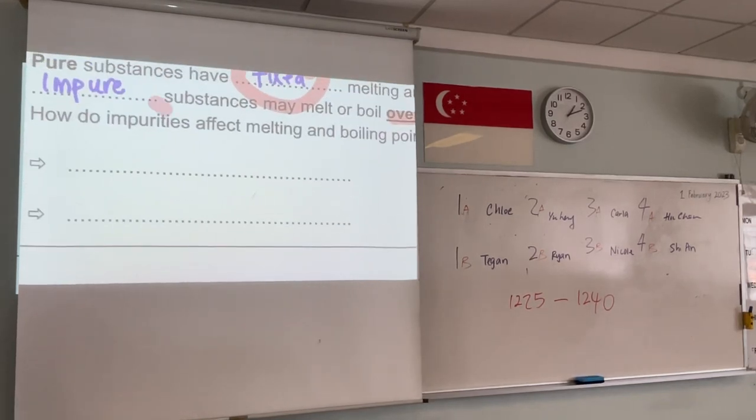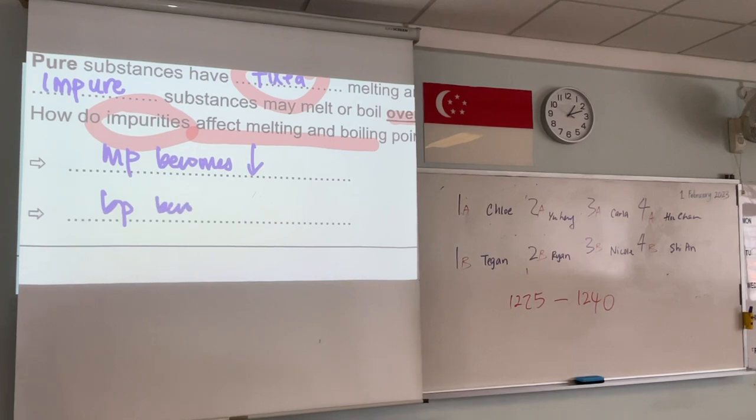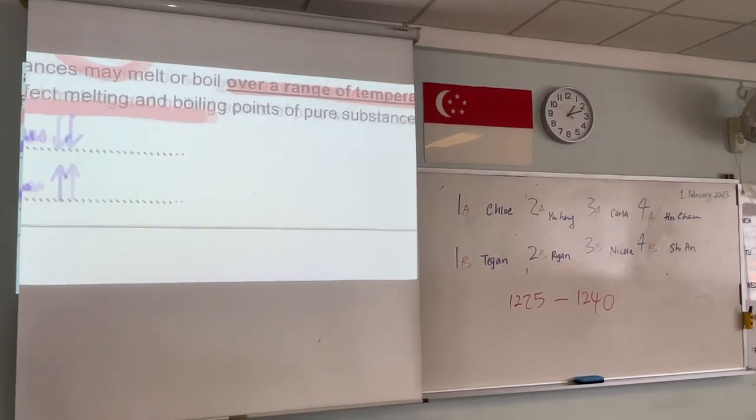And how does that work? How do impurities affect the melting and boiling points? The melting point becomes lower, whereas the boiling point becomes higher. And it becomes a range, correct?